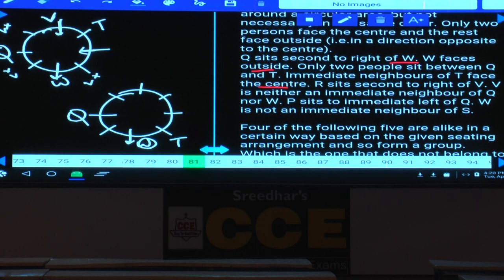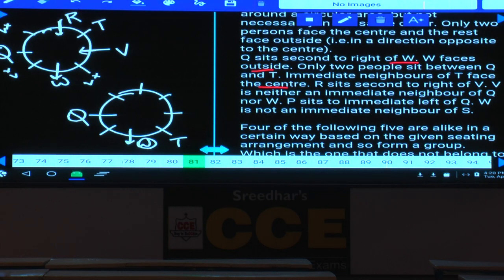If V is here, then R sits second to the right of V. Now this V is facing the center. As V is facing the center, then Q and R must be in the same place, which is not possible, isn't it? Which implies that V cannot be at this place. As V cannot be here, then what is the only possibility? V must be here. If V is here, R will be here.